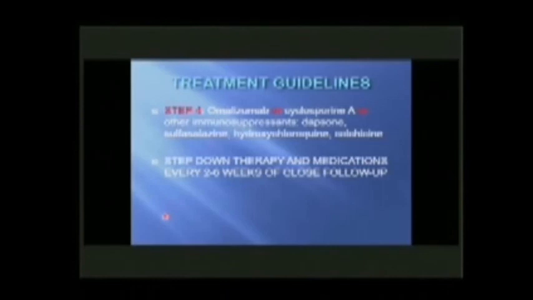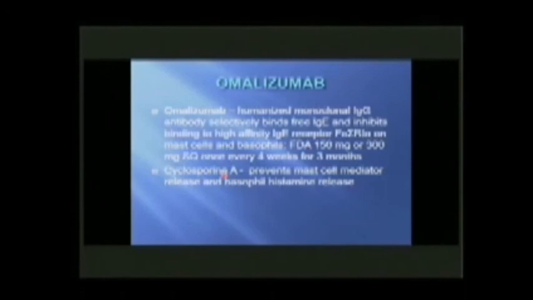Step four for refractory urticarial lesions, the FDA approved using omalizumab, a monoclonal anti-IgE that is given once a month. Again, step-down therapy for these medications can occur every 2 to 6 weeks, and these patients require very close follow-up. Just a note on omalizumab, it's a humanized monoclonal IgG antibody that selectively binds free IgE, so therefore it inhibits binding and activation of the mast cells and basophils. So it binds on the high affinity IgE receptor.